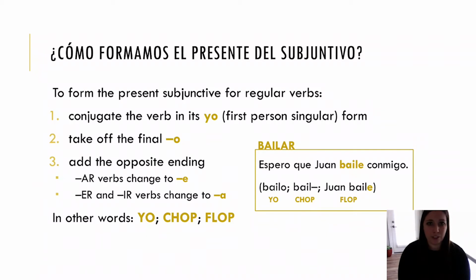In other words, what you're doing is something that I like to call yo chop flop. So in our example here with the verb bailar, we have the verb bailar in the yo form, bailo. We chop off the final O, and then we flop the ending because bailar is an AR verb, it becomes baile for Juan. So yo espero que Juan baile conmigo.